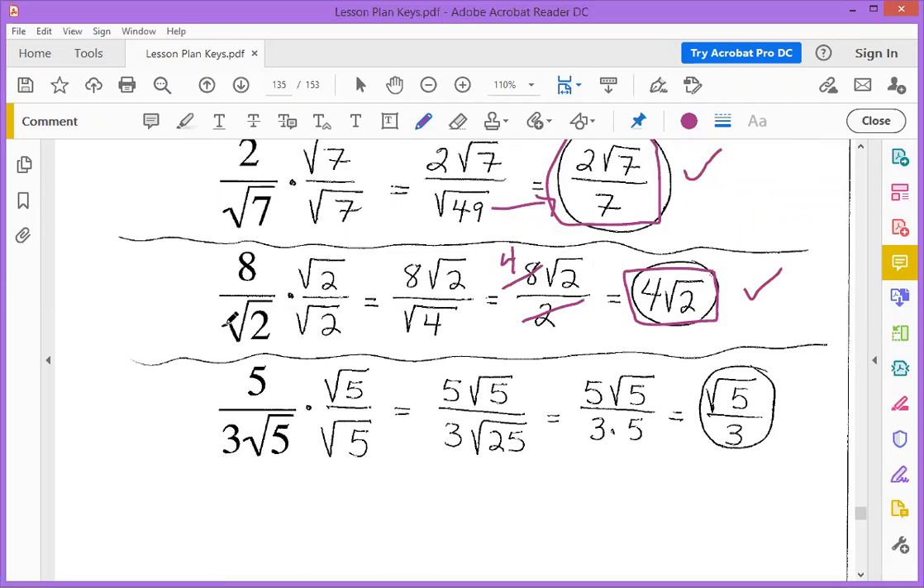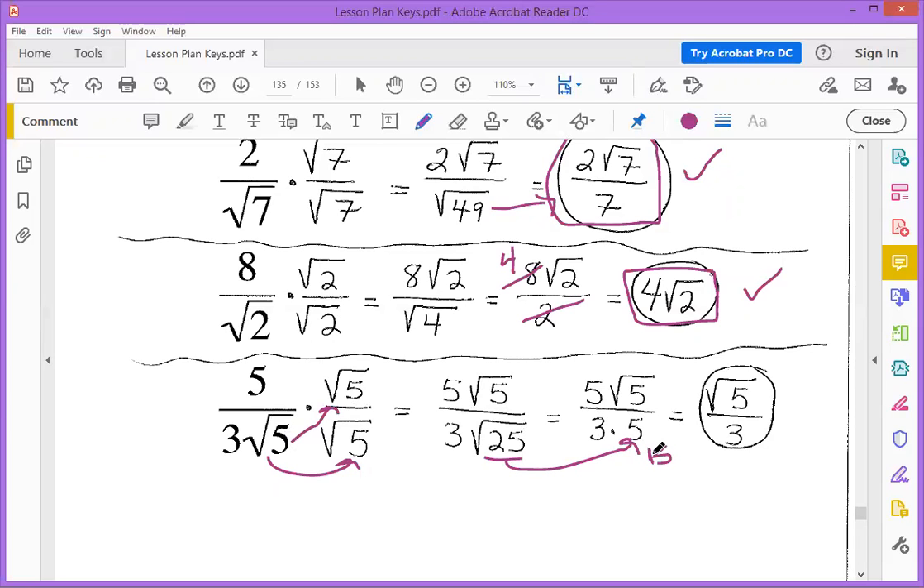Now, we notice something a little different in this third example, where not only do we have a square root in the denominator, but we have a number outside of that square root symbol. We still focus on the square root. We're trying to rationalize by removing the square root symbol. So we're multiplying the numerator and the denominator by the square root of 5. And in the denominator, we have 3 outside, and the square root of 5 times the square root of 5 gives us 25. So 3 times the square root of 25. However, we know the square root of 25 is 5, times the 3 outside, that gives us 15, right?